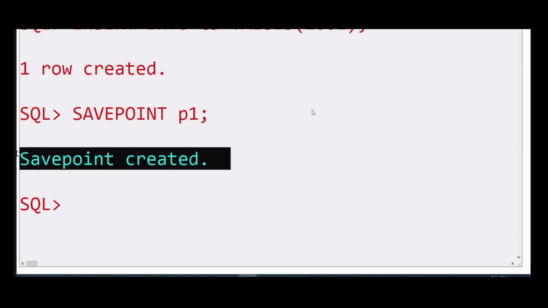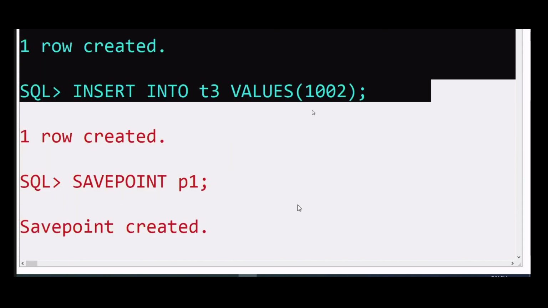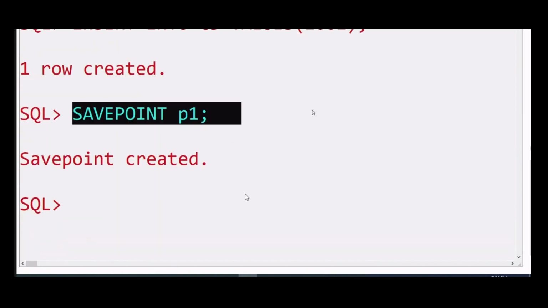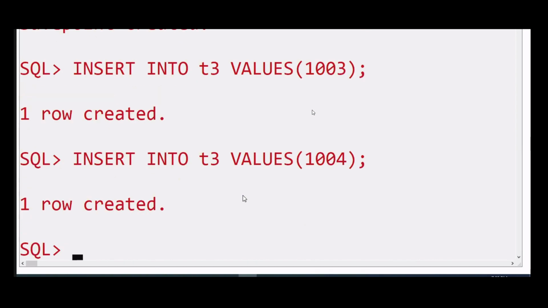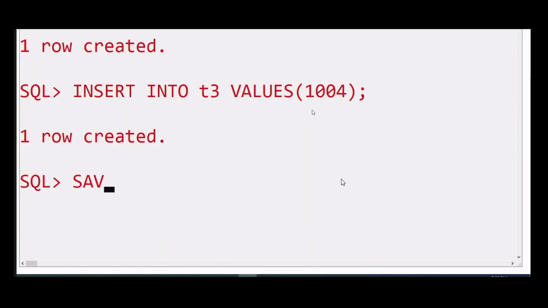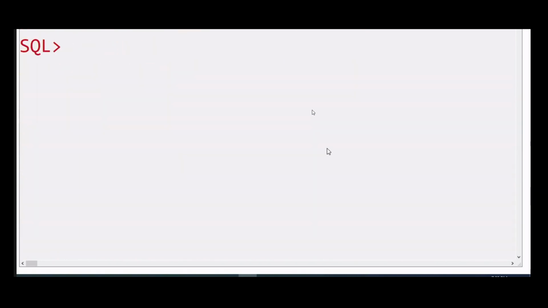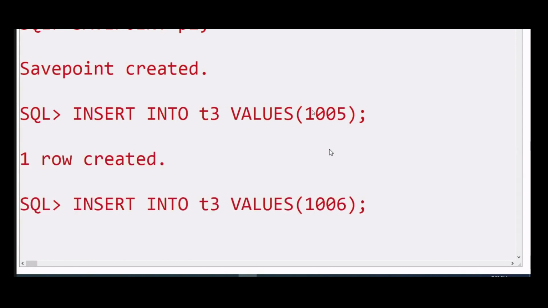So save point is created. Observe here, what is the output it is giving? Save point created. So till here my actions are okay. One more record I'm inserting, 1003. One more record I'm inserting. Now I'm feeling these actions are okay, so I'm setting one more save point here. Save point P2 I'm setting. Now 2 actions I'm performing here. Insert into T3, values 1005 I'm writing. Insert into T3, values 1006 I'm writing.